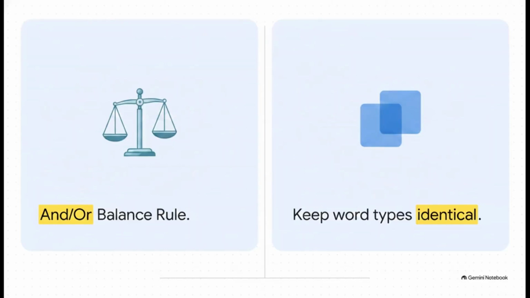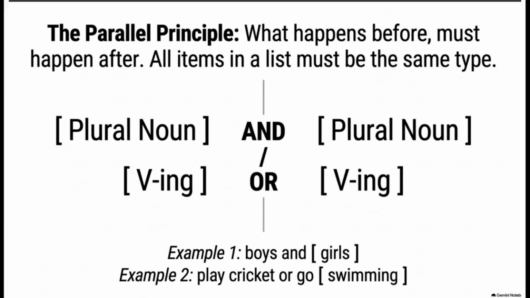Next up, if you see the word and or the word or, the grammar form before the word must perfectly mirror the grammar form after it. Think of it like a set of weighing scales. If you have a plural noun before and, you must have a plural noun after and. There are boys and girls in the class. You would never say boys and girl. If you have an ing word before and, you absolutely need an ing word after it. You have to keep the balance perfect.